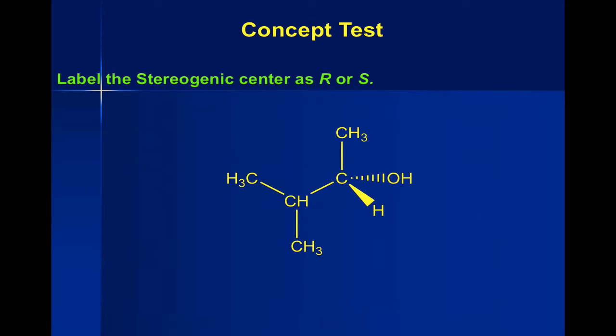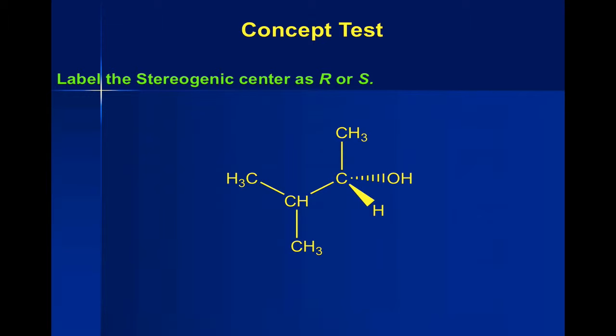So now grab group 4 and turn it away from you. And now go 1, 2, 3. Which way does it go? It goes counterclockwise. So that's like turning my steering wheel to the left. So it is an S enantiomer. Okay? That is the S enantiomer of that particular molecule.